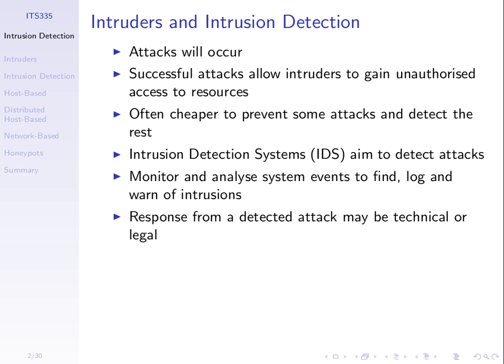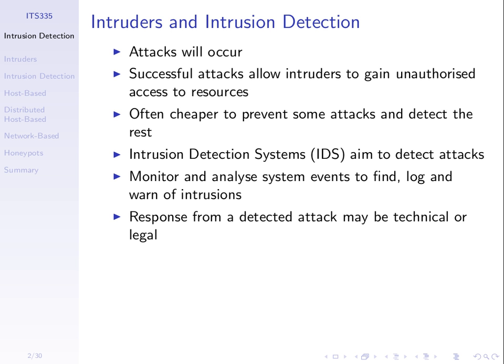So sometimes we want to prevent attacks. All the times we'd like to prevent attacks. But sometimes it's too costly to prevent all attacks. Therefore, we make a trade-off and say, okay, if we cannot prevent them, then at least we should be able to detect them if they happen.